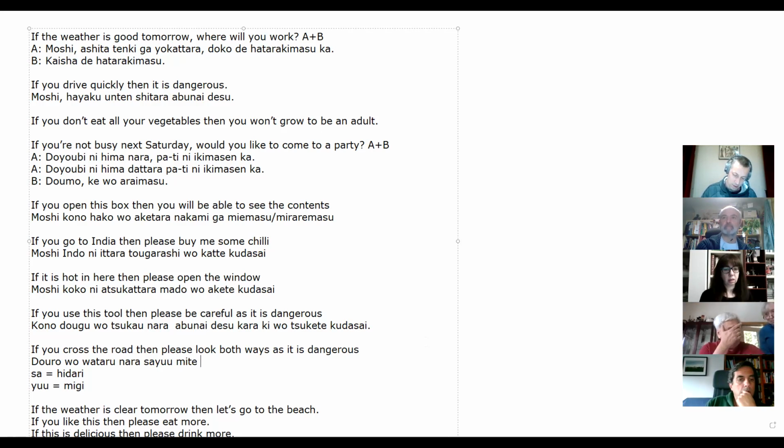Sayu mite kudasai. Yeah, exactly. So kudasai, as it is dangerous. Kara abunai desu. Where does the reasoning go in a Japanese sentence? Ki o tsukete kudasai. No. How do you say it is dangerous? It is dangerous.